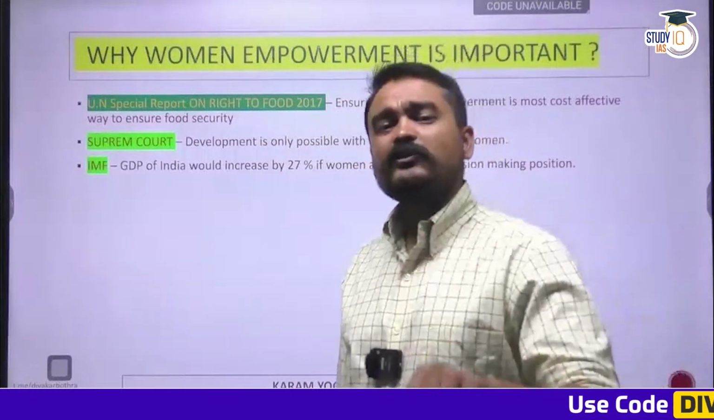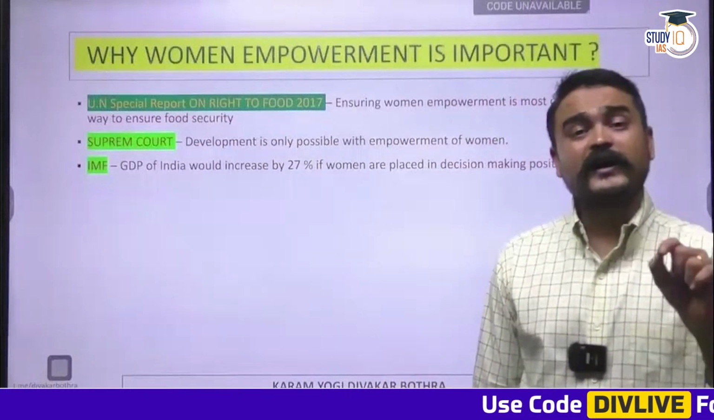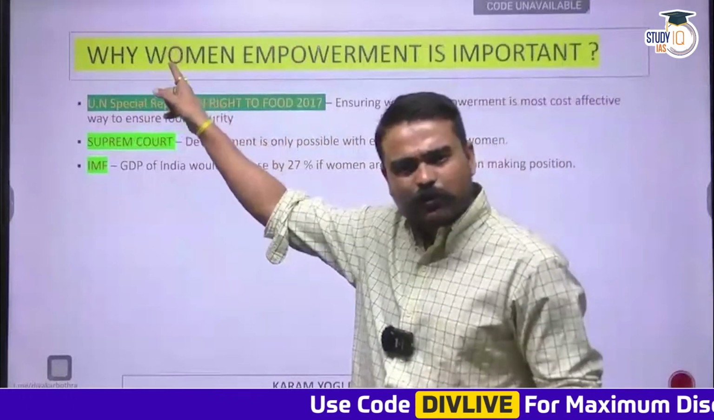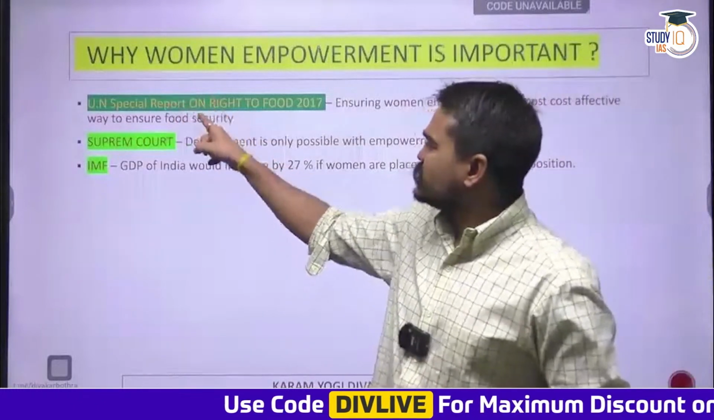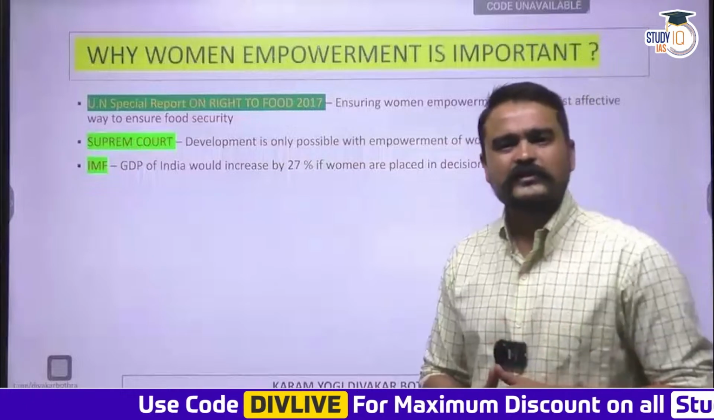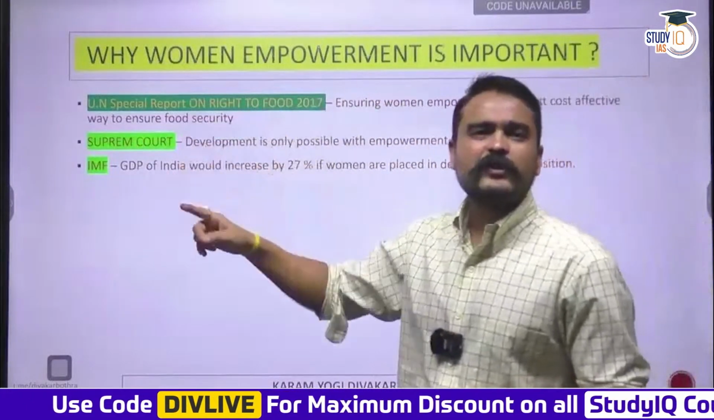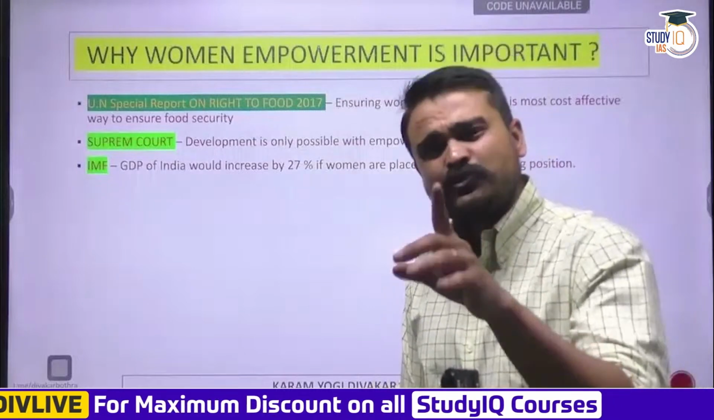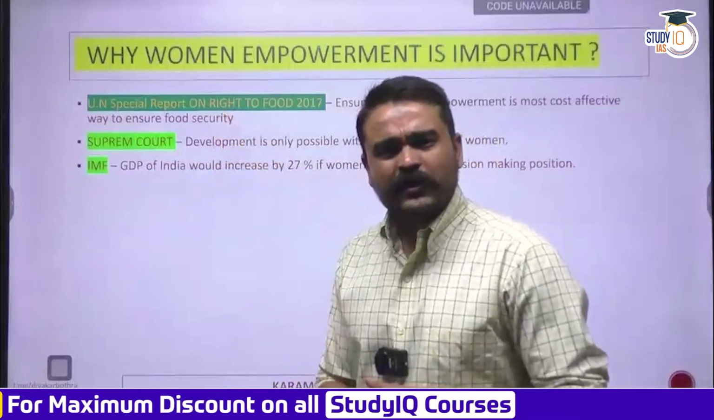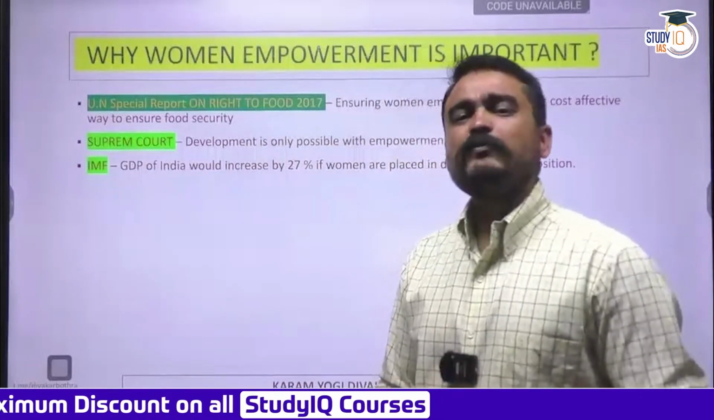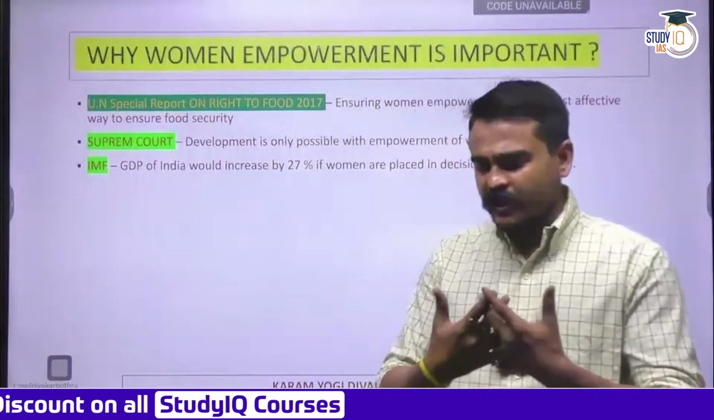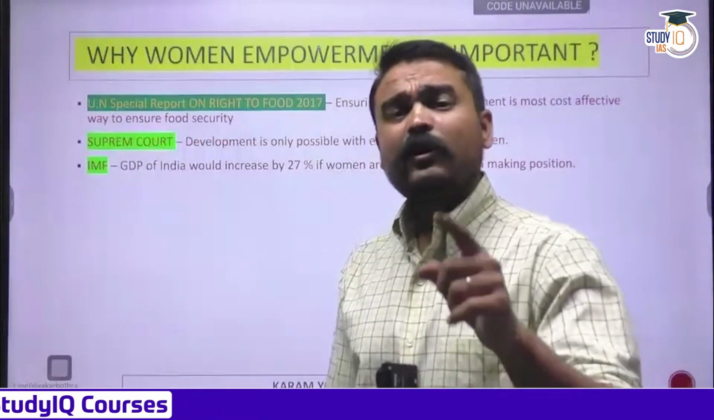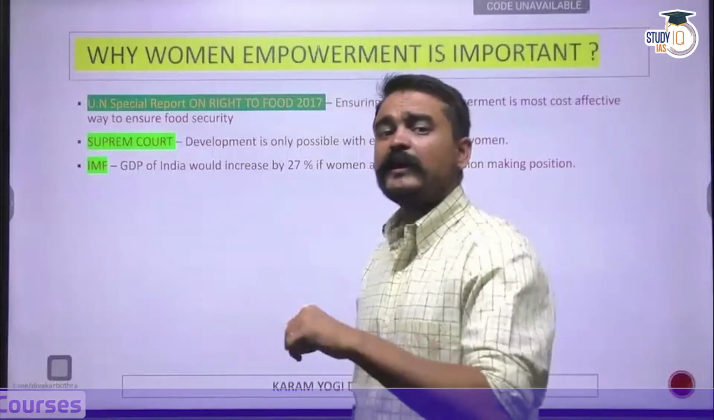That is why women empowerment is not just important to ensure gender equality, it has benefits beyond just tackling inequality. Now, what are those benefits? Again, I have given a justification by quoting reports and organizations here. UN Special Report on Right to Food 2017. This report says ensuring women empowerment is the most cost-effective way to ensure food security. Why? When the woman is empowered, she will be more aware about the right food, right hygiene, the right gap between childbirths, etc. And that would also enhance the food security of the young, upon whose demographic dividend the country is relying strongly today.